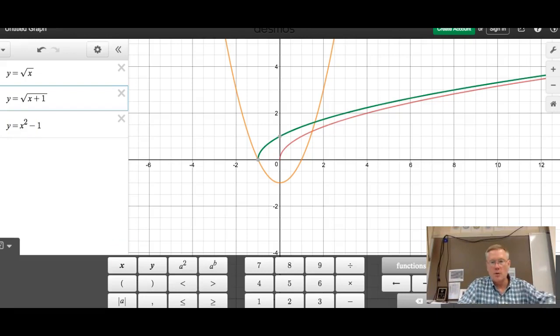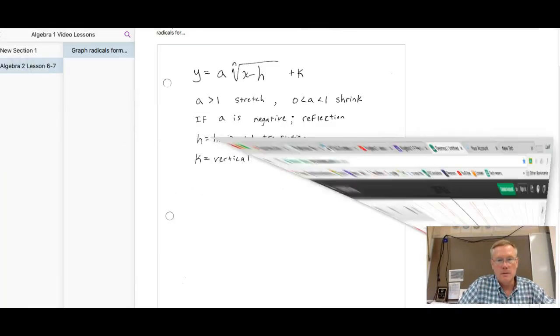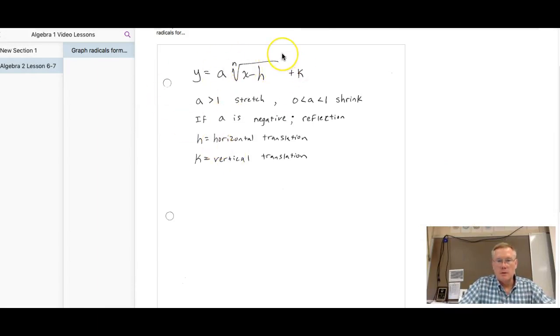And I gave you the equation. I'll put it back up here for you if you want. So this is the driving equation for today's lesson.